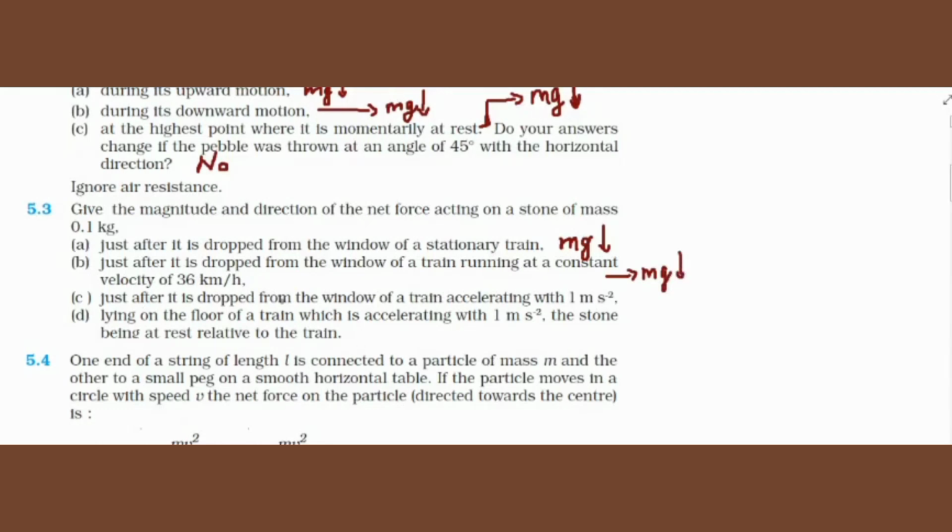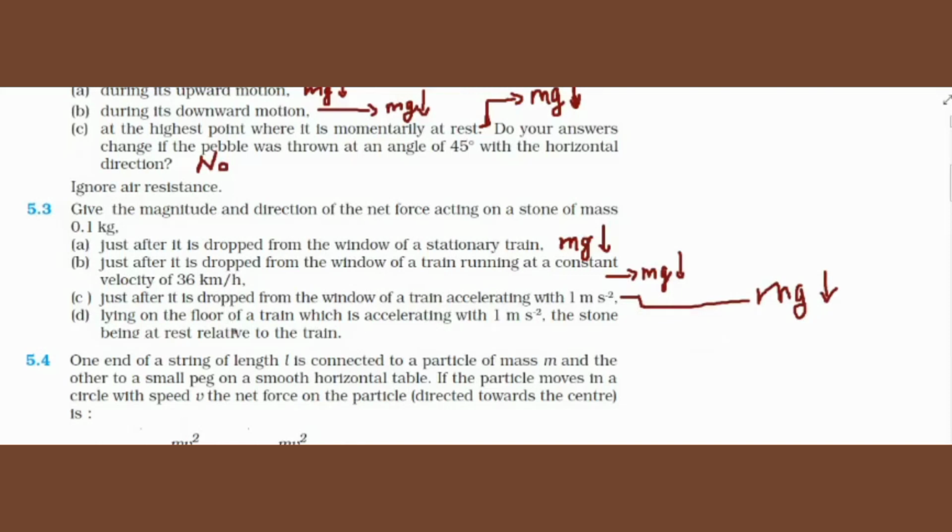Now just after it is dropped from the window of a train accelerating with 1 meter per second square. Once the stone is detached from the train, away from the train, there is no significance of the acceleration of the train. Therefore, we can say again the answer will be mg downward.